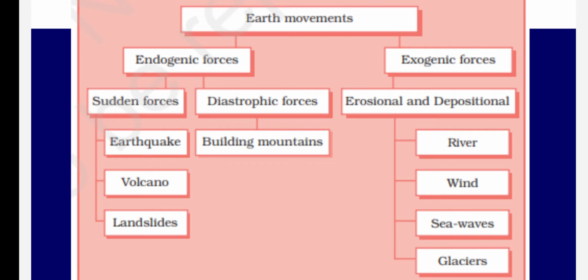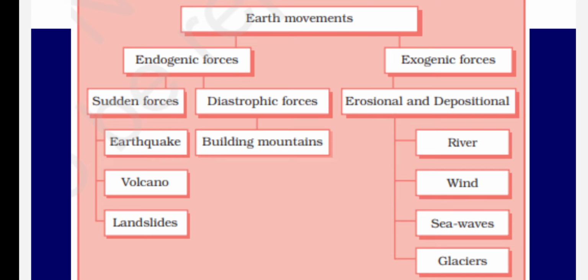Endogenic forces again are divided into 2 types. One is sudden forces, the second is diastrophic forces. It means slow forces. Slow movement of the lithospheric plates helps in the building of mountains like fold mountains. Himalayas, you know, no? They are fold mountains, caused by diastrophic or slow movement of the lithospheric plates. If the same plates move suddenly, sudden forces cause what, children? Earthquakes, volcanoes, landslides, etc. Sometimes they cause tsunamis also.